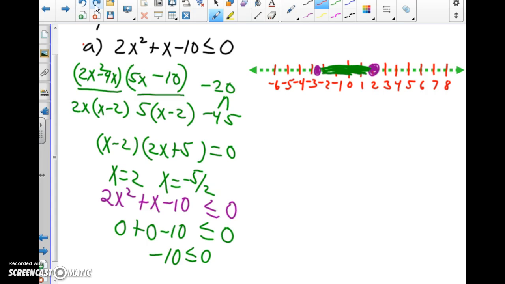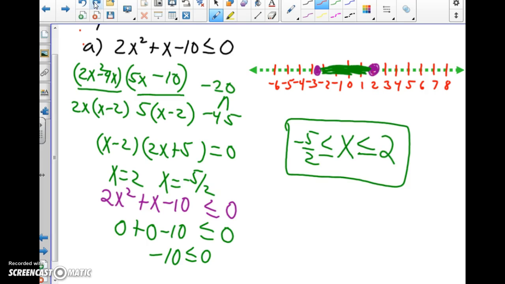Now, you got to write down this answer. So you're going to write down x. X is what now? X is less than or equal to 2. X is greater than or equal to -5/2. So that's what you're going to see up on the board. X is less than or equal to 2, but greater than or equal to -5/2. So there's the answer. You get it.